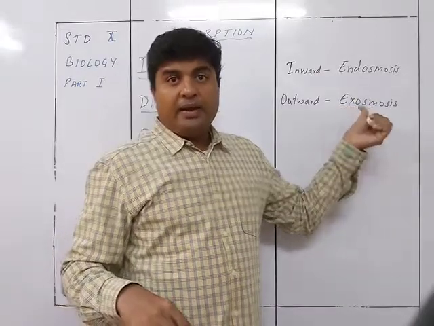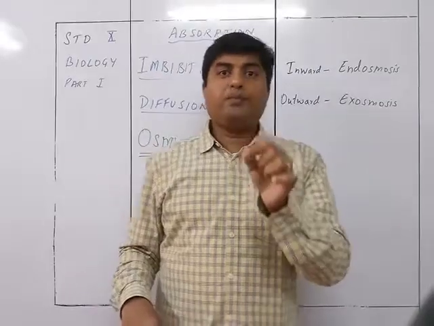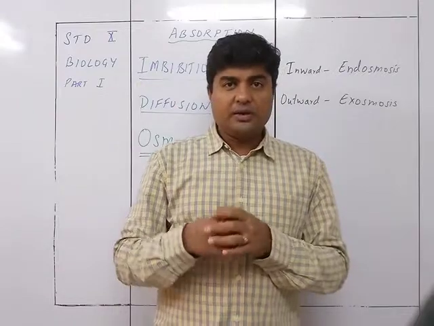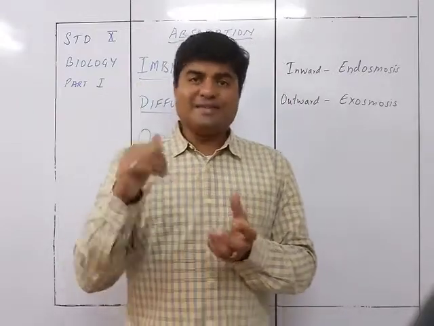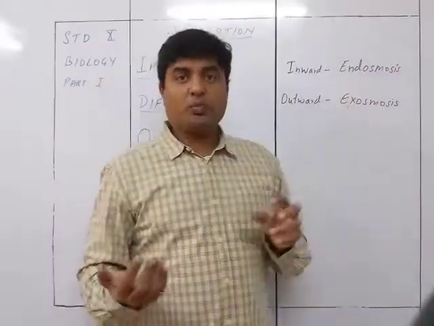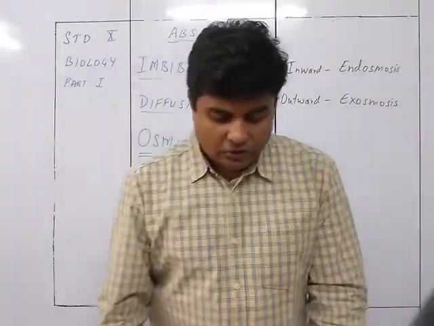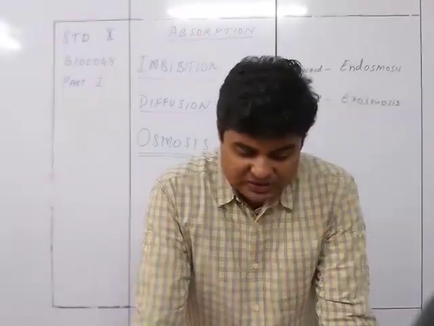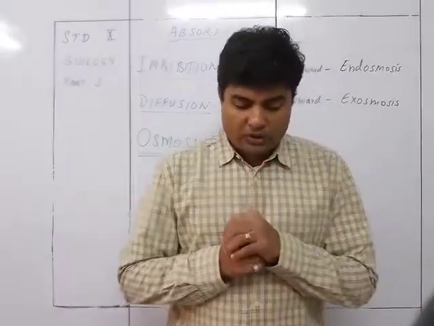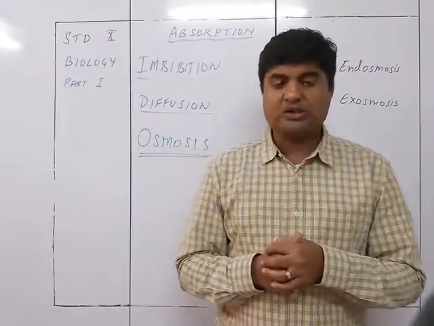exosmosis. And if I take kismis, that is dry grapes, and put it inside water, what will happen? The water will enter into that kismis, into the raisins. So the raisins are going to swell up. So that is endosmosis, water entering into the cell. So we define endosmosis, inward osmosis, as the inward diffusion of water through a semi-permeable membrane when the surrounding solution is less concentrated.